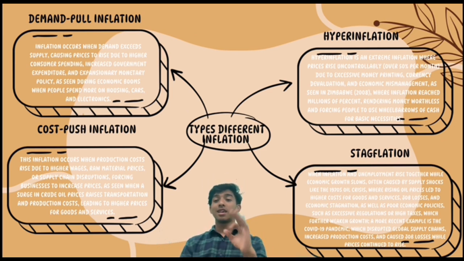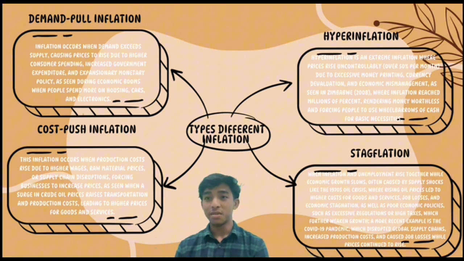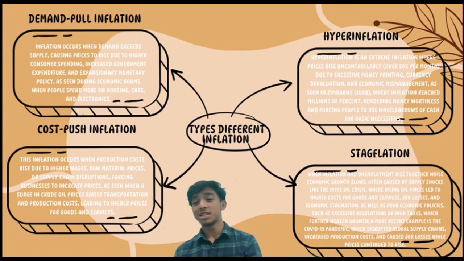So the third type of inflation is hyperinflation. It's an extreme inflation when prices rise uncontrollably, over 15% per month, due to excessive money printing, currency devaluation, and economic mismanagement. As seen in Zimbabwe in 2008, where inflation reached millions of percent, reducing the value of money and forcing people to use wheelbarrows of cash for basic necessities.